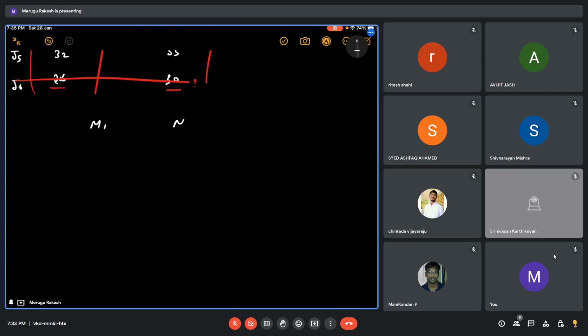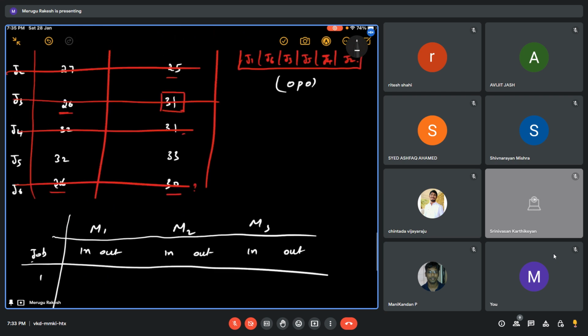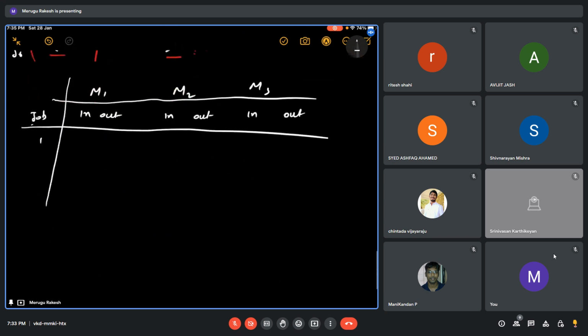That is, we have to keep machine 1, machine 2, machine 3, in out, in out, in out. So here we'll have jobs, whatever sequence you are getting. If you do it correctly, the sequence will be 1, 5, 6, 4, 3, 2. This is the sequence that we get.